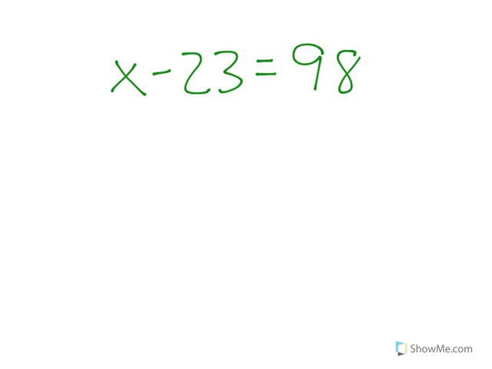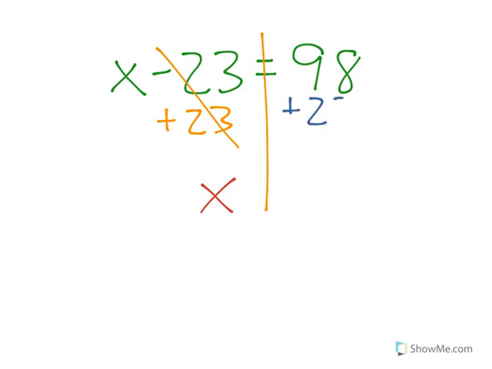Okay? So let's try one here. Again, I'm going to just draw my line there so I know I have 2 halves. This is my scale. What's the opposite of subtracting 23? It's adding 23. Those will cancel out. What am I left with? X. Whatever I do to one side, I must do to the other. So I'm going to add 23. Do that. I'm going to get 121.